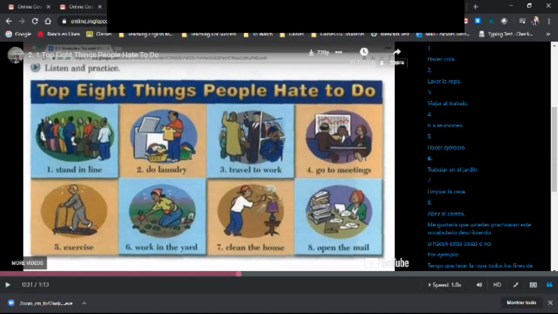I'm doing laundry. No. Number one. I'm standing in line, and we're doing one by one. Oh, okay. Sorry. I'm standing in the line. No. I am standing in line. Very good. What number are you? Number three. Okay, as number four, the same question.